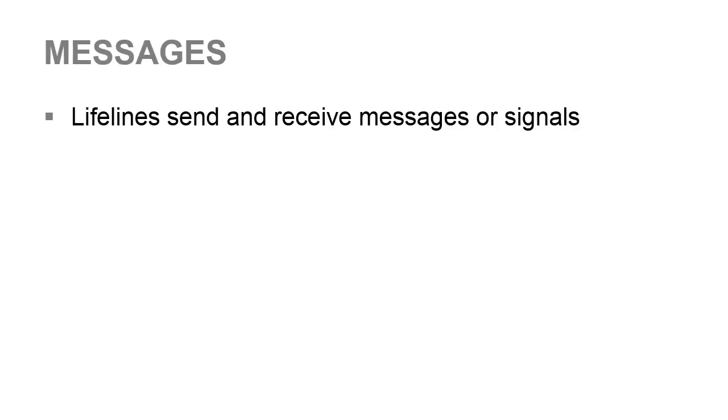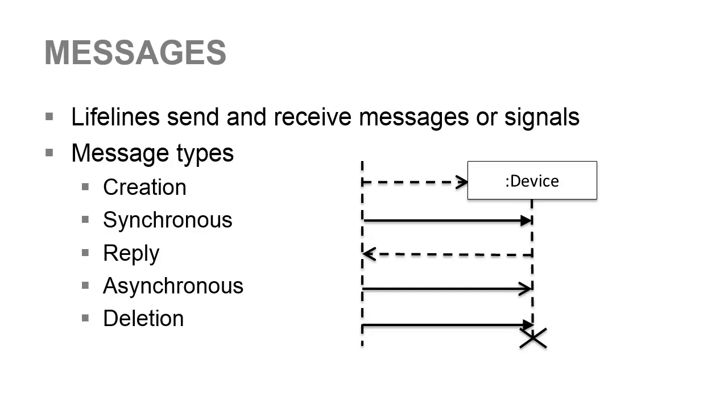Lifelines interact by sending each other messages or signals. There are different kinds of messages represented by different styles of arrows. A creation message results in the creation of a lifeline and is a dashed arrow with an open arrowhead going to the rectangle at the head of the lifeline.